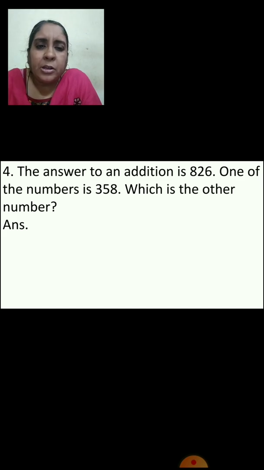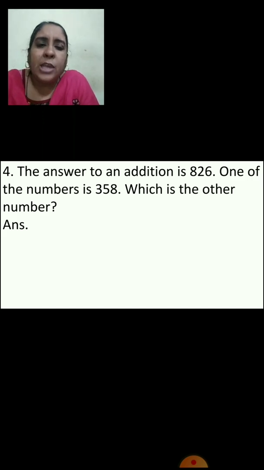The answer to an addition is 826. One of the numbers is 358. Which is the other number? See, understand the question. What is the question given here? When we add two numbers, we get the answer 826. Now, out of those two numbers, if one of the numbers is 358, which is the other number, right?